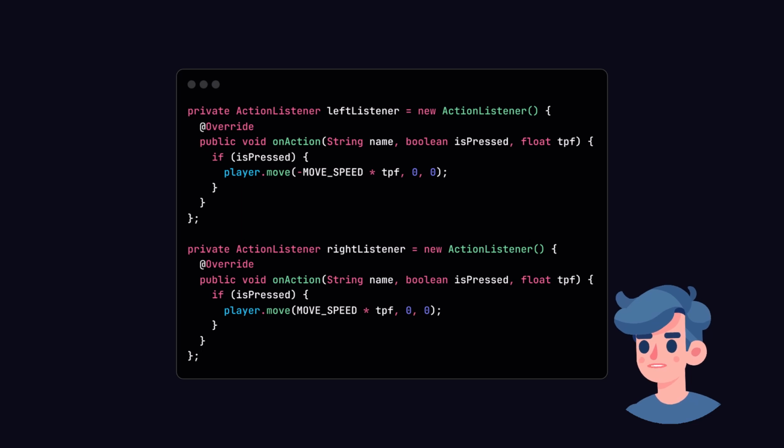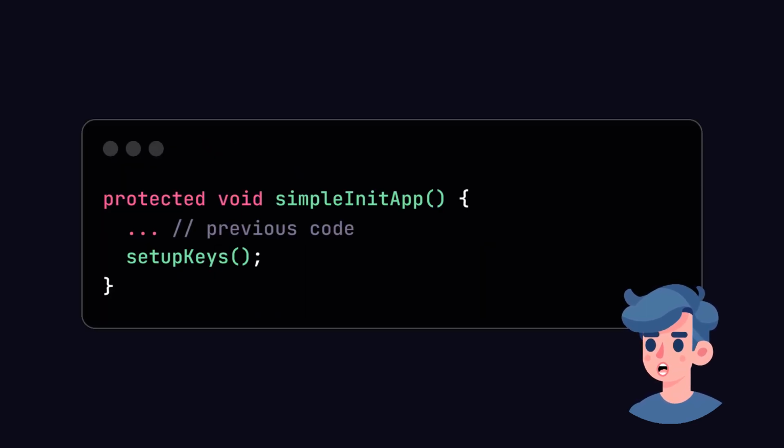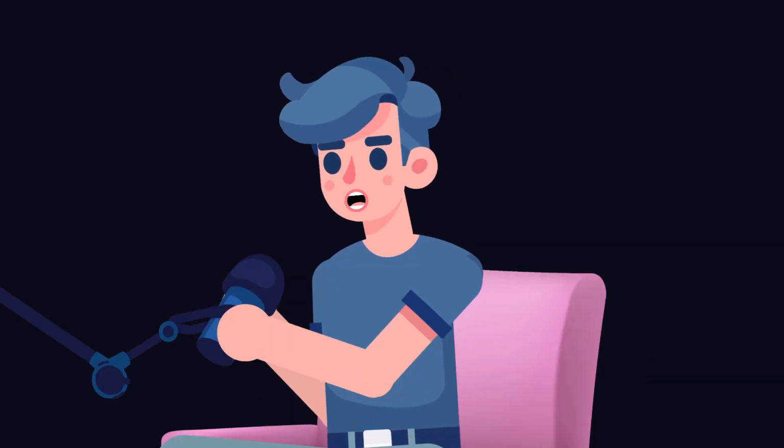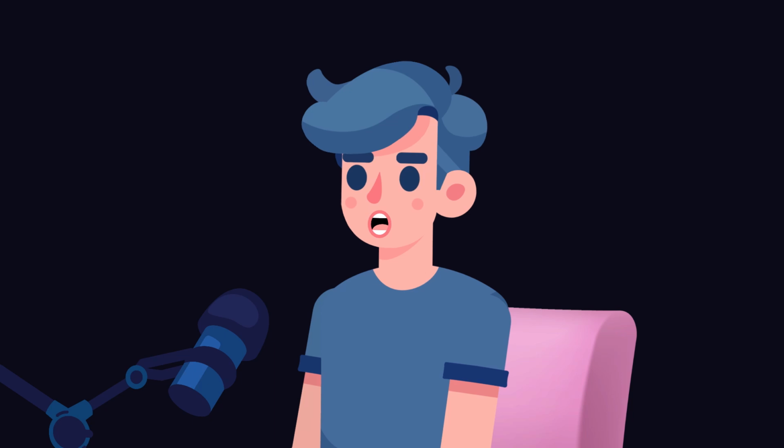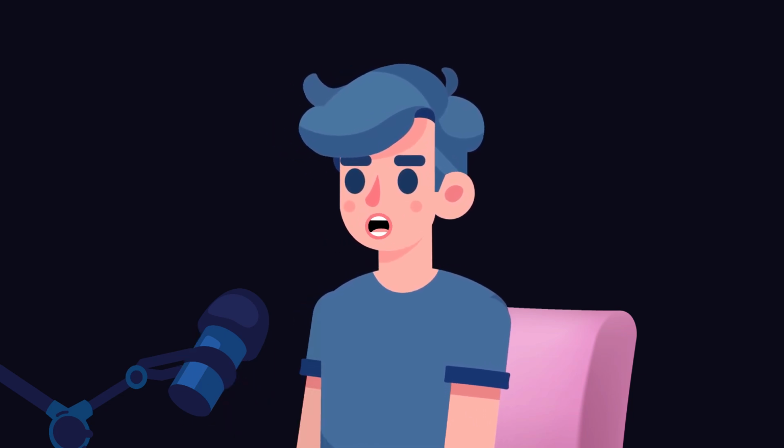Now let's create the corresponding listeners for these actions to move our player. We've created our action listeners that move the player left or right based on keyboard input. Let's call our setupKeys method from inside SimpleInitApp so that the key mappings are active when the game starts. With the input set up, it's time to test our player movement. Run the game and use the left and right arrow keys to move the blue sphere across the green ground. You'll notice that our player is moving.